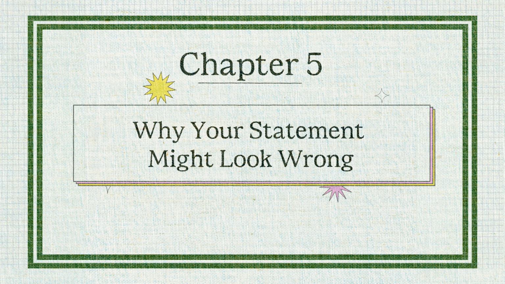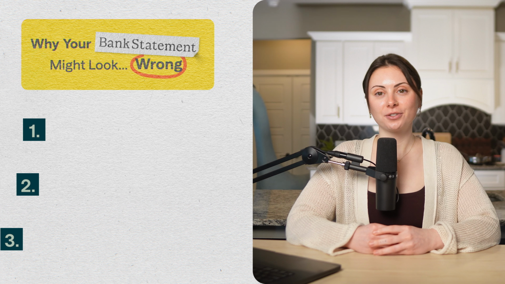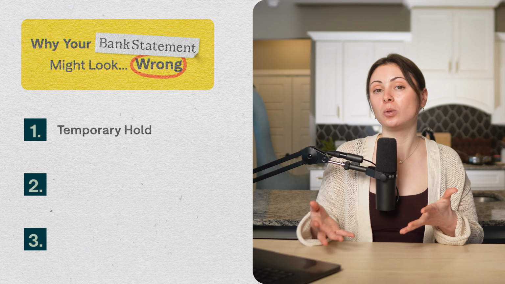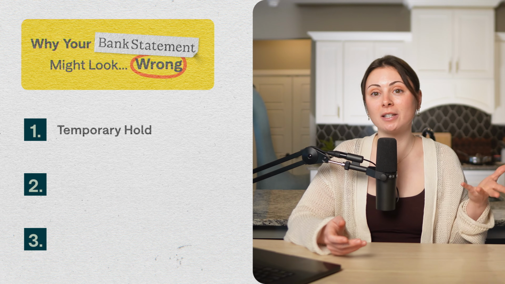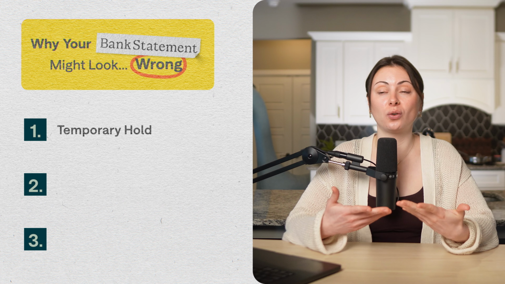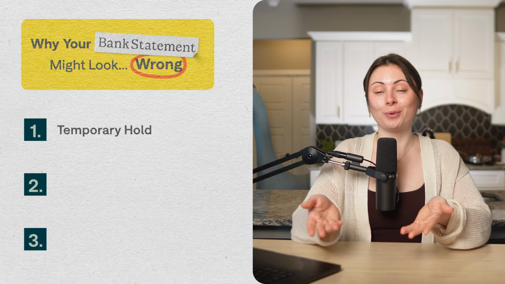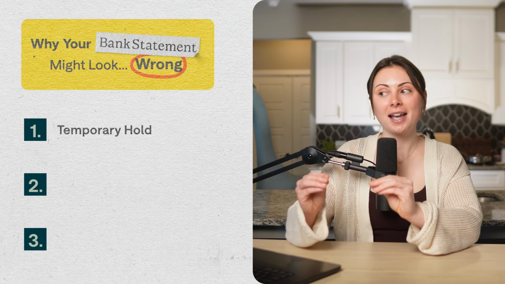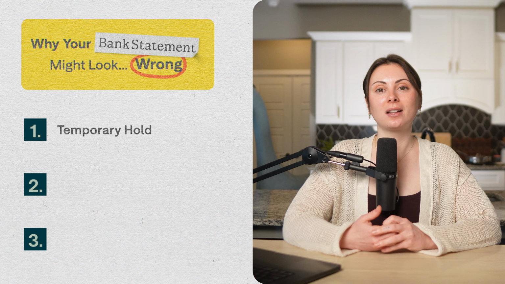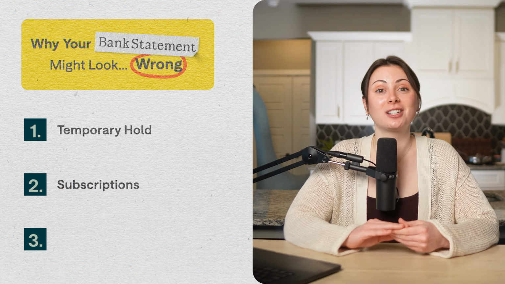Here are a few common reasons your bank statement might look wrong. The first reason is that there might be a temporary hold on your transaction. We discussed earlier that holds are common, especially when the final amount of a transaction is not known right away. For example, if you go to a restaurant and you add a tip, the amount you see pending in your account may be different from the final posted amount. Another reason your balance might look wrong is from subscriptions you forgot about.